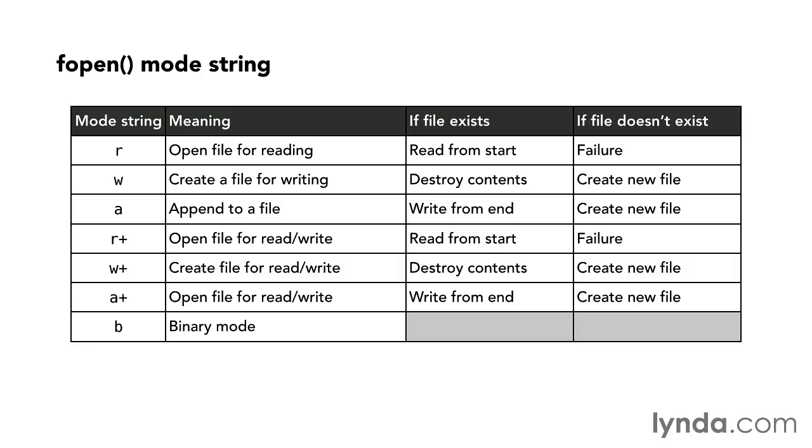Then there's this final mode string flag, which is the letter B, and that'll be combined with any of these other ones. And this is for binary mode. This is because text files are handled differently in different operating systems. So without the B, the system will assume it's a text file, and your operating system may or may not decide to translate file endings. One major operating system that does translate file endings is Microsoft Windows.